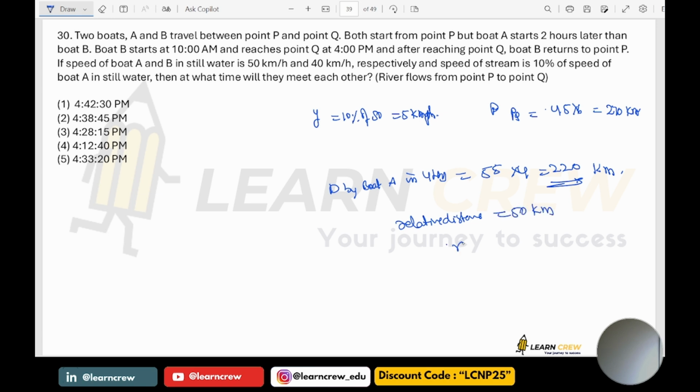Now relative speed. Relative speed would be how much? 55 plus 35, which is 90. Now relative time taken would be how much? 50 by 90 into 60. So how much are you going to get here? 2/3. So it is approximately 100 by 3 minutes.